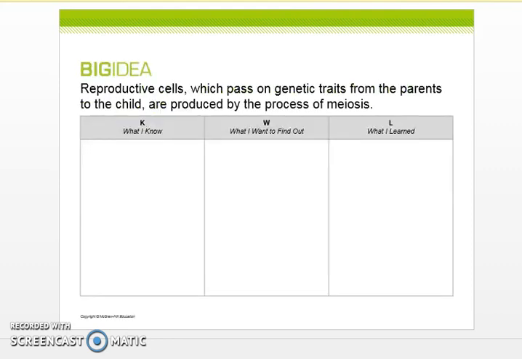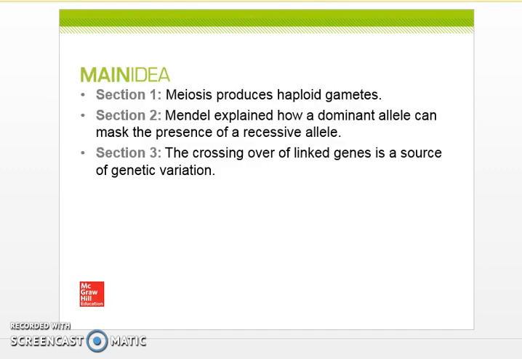The big idea for the entire chapter of sexual reproduction and genetics is reproductive cells, which pass on genetic traits from the parents to the child, are produced by the process of meiosis. So section 1 is going to be all about meiosis produces haploid gametes. Section 2, Mendel explained how a dominant allele can mask the presence of a recessive allele. And section 3, the crossing over of linked genes is a source of genetic variation.